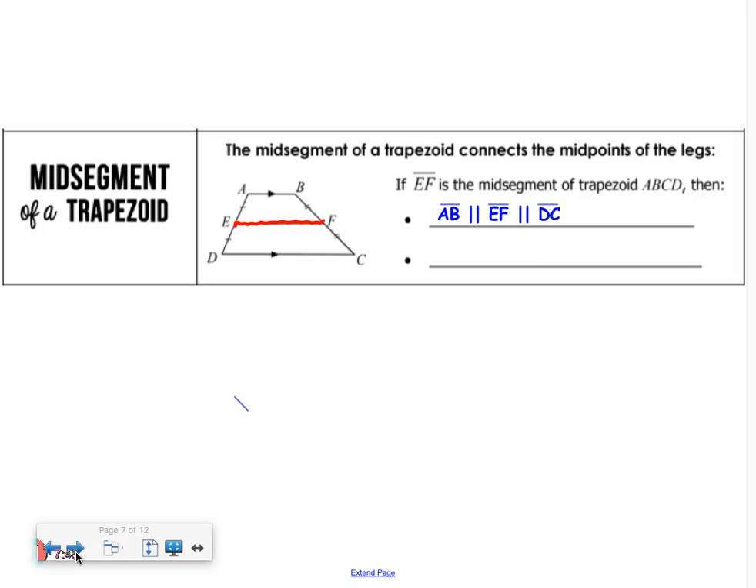And we can find the length of the mid segment given this formula. EF, that's your mid segment, equals your bases AB plus DC, divided by 2. So if you were given the lengths of your two bases, just add them together and divide by 2, and that would give you your mid segment length.